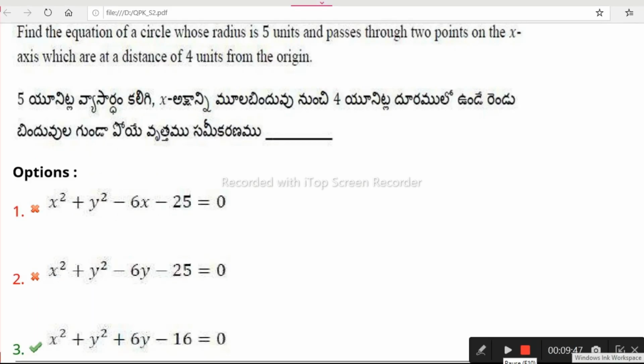Look at this question. What is it asking? Find the equation of a circle whose radius is 5 units and passing through the 2 points on the x-axis which are at a distance of 4 units from the origin.